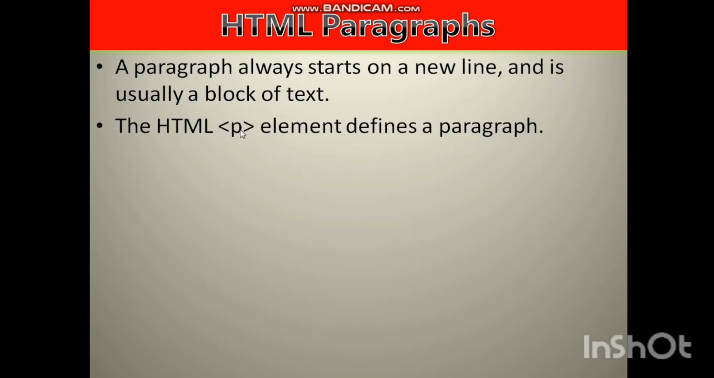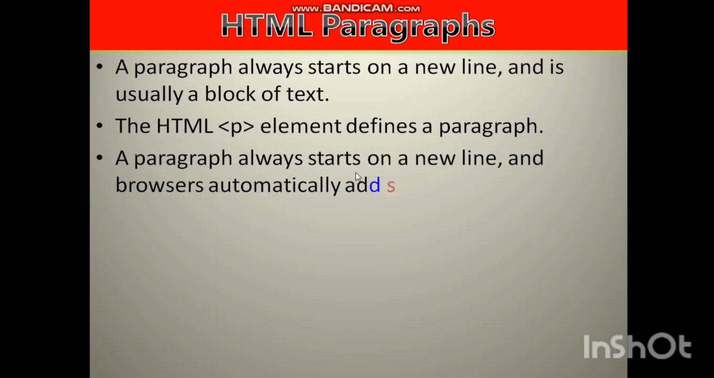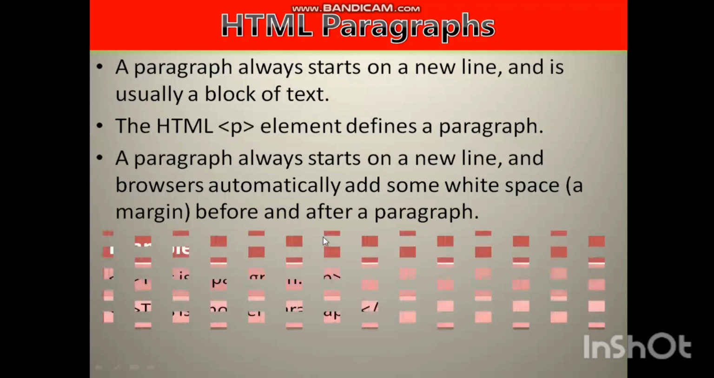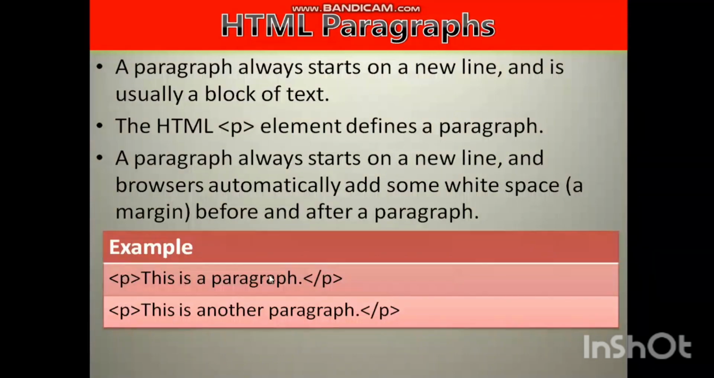The HTML p element defines a paragraph. With the help of the p tag, you will be able to type paragraphs in HTML code. A paragraph always starts on a new line and the browser automatically adds some white space, a margin, before and after a paragraph. What this line means is that when you type a paragraph with the help of the p tag, the browser automatically adds some white space before and after the paragraph to make it clear, visible, and easy to read to the users. That's the work of the browser in paragraphs.